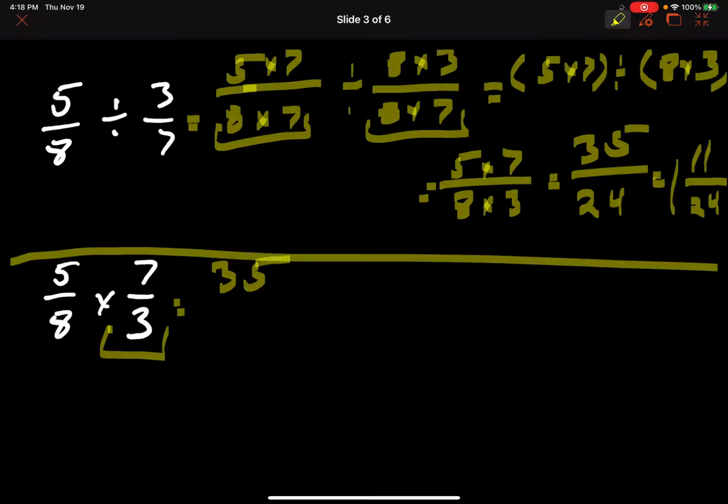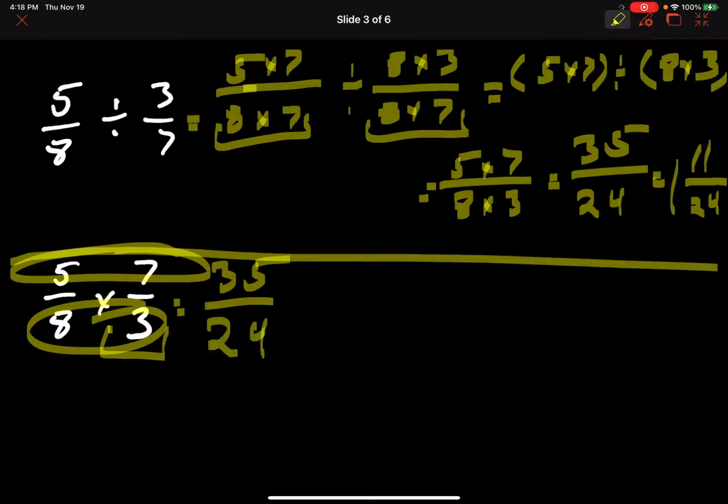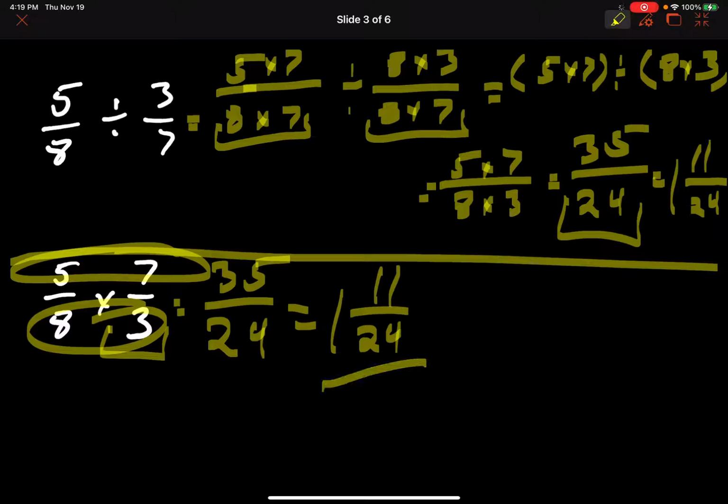Okay, now here we've flipped the second fraction and we're multiplying. So this would be 35, right? That's 35, this is 24. Wow, we've already jumped to this step. And now we have 1 and 11/24. Okay, so we ended up with the same answer there.